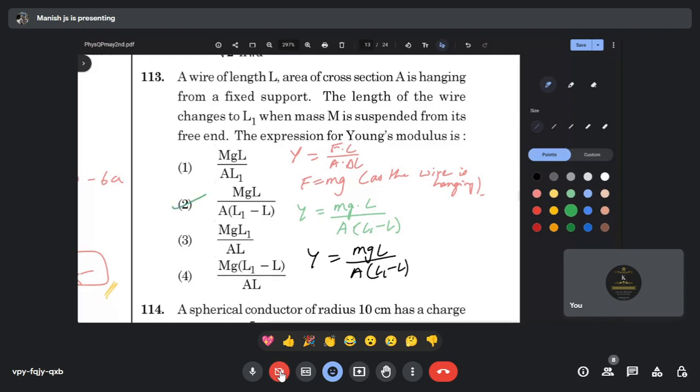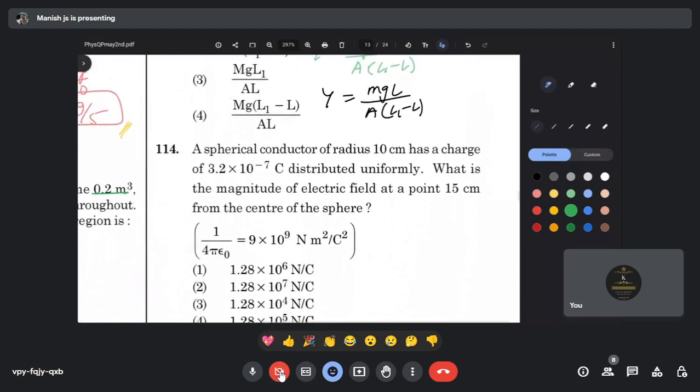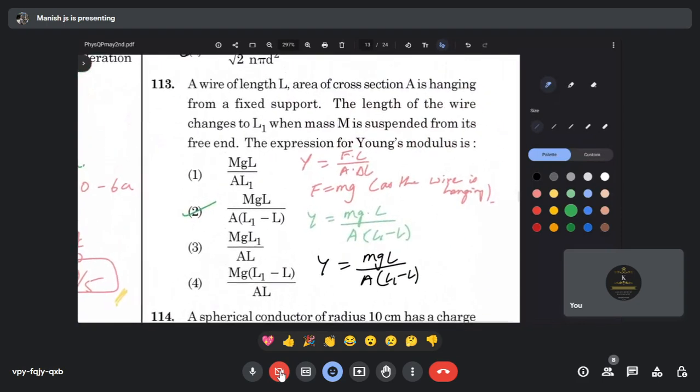It is option 2. So this is how you would approach this question. Don't jump to conclusions. Write the expression correctly, then try to analyze the situation and then go for a conclusion. I remember somebody telling option 4. So the answer is option 2. Fine. So moving on to the next question. I hope this part is clear.